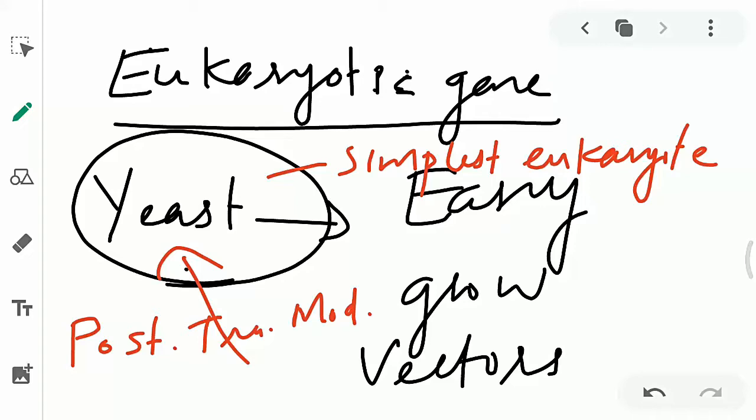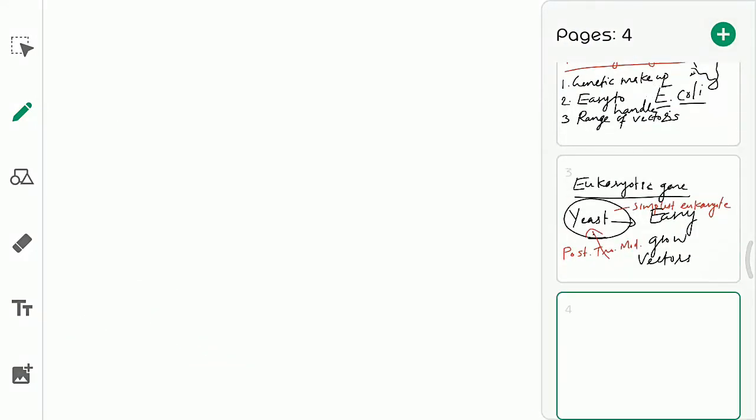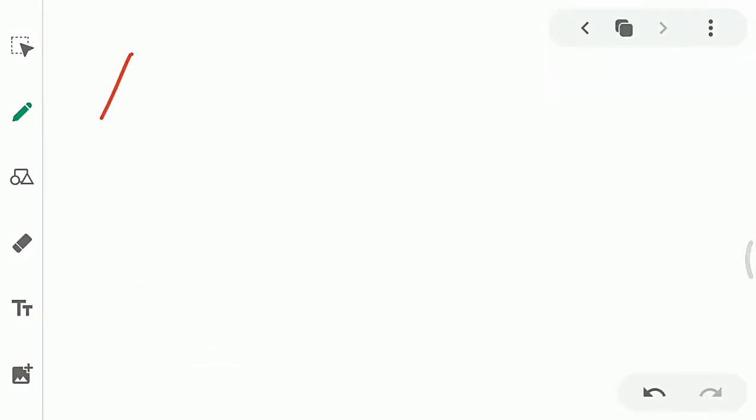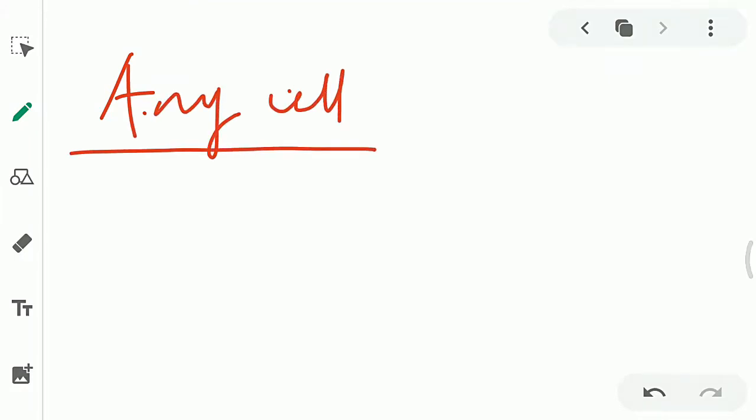Okay. Now, apart from these, you can use any cell as a host, any animal cell or any plant cell as a host. ज़रूरी नहीं है कि आपको हमेशा yeast and E. coli यूज़ करना है. You can use any cell as a host. You can transfer gene into any of the cells. But the most popular among them, for prokaryote is E. coli, and for eukaryote it is yeast.